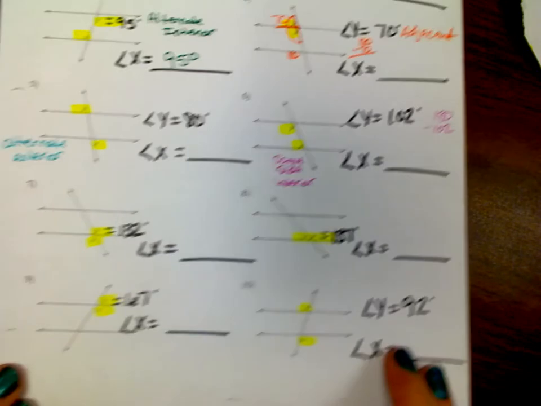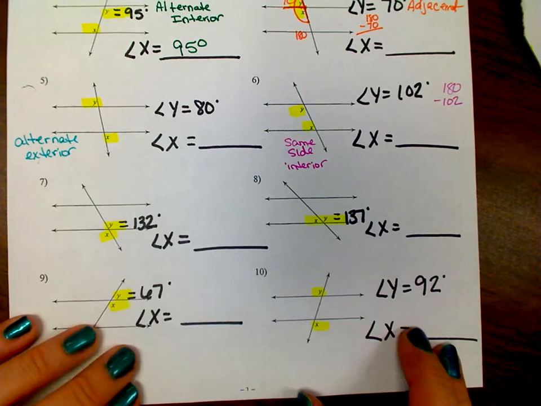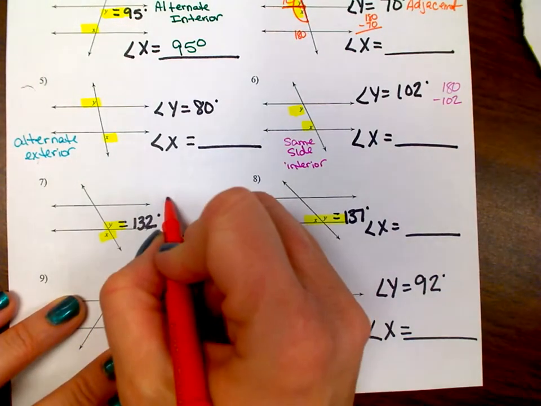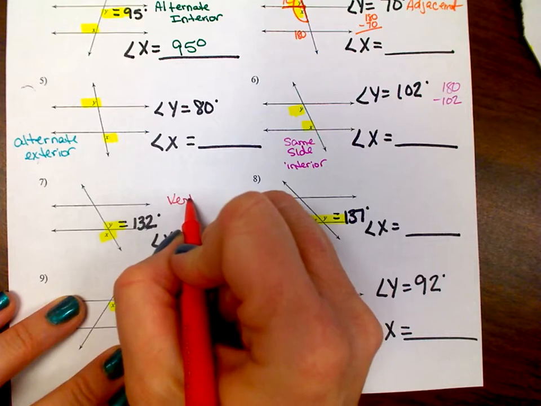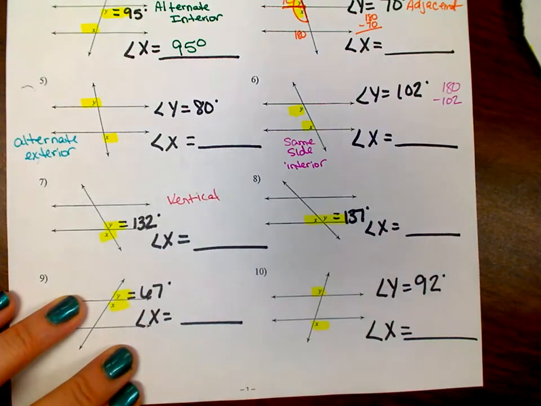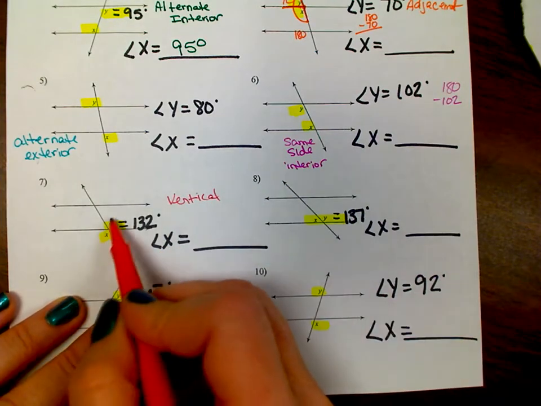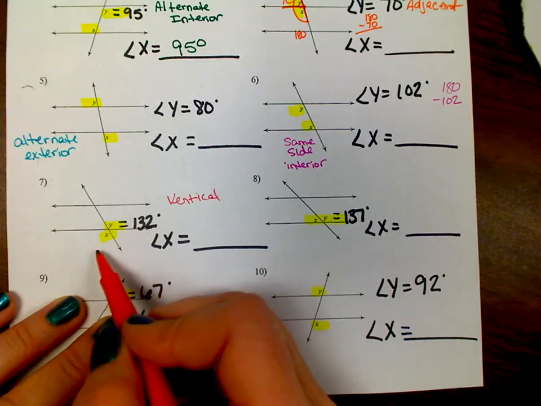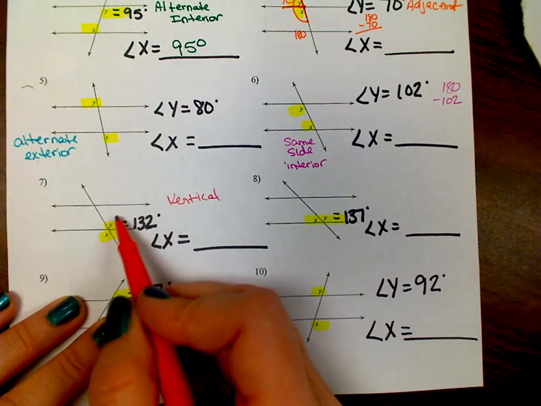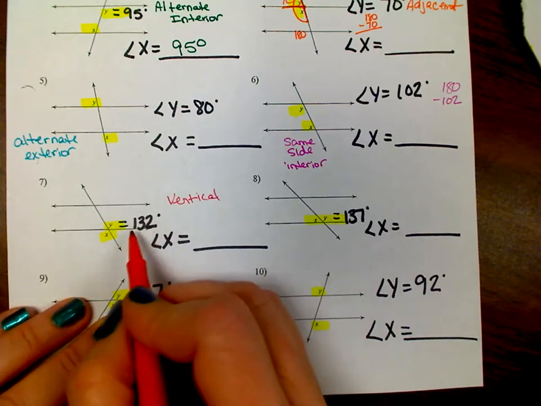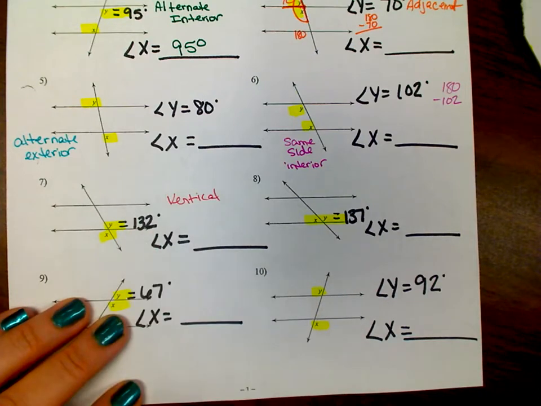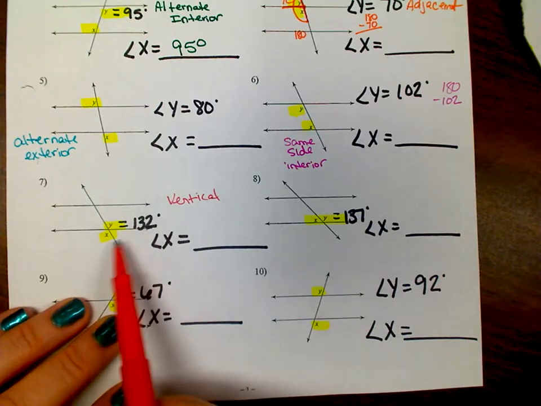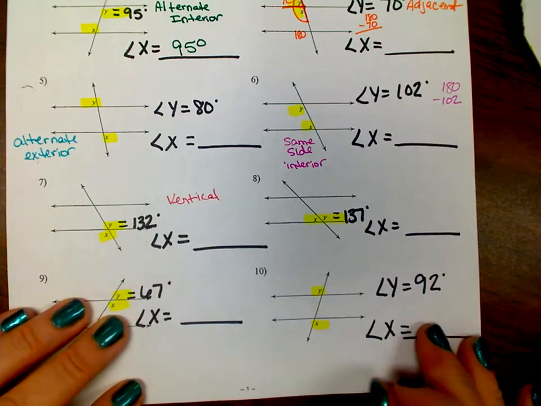Number 7. If I look at my highlighted angles, they're vertical. And vertical angles are opposite of each other. They're congruent, same shape, same size. So if this one's 132, Y equals 132, X equals 132.